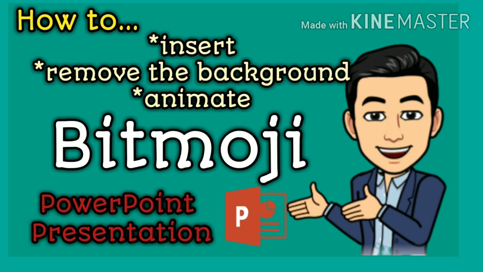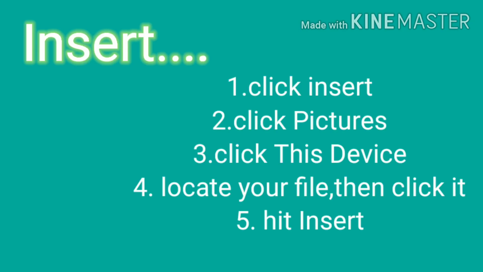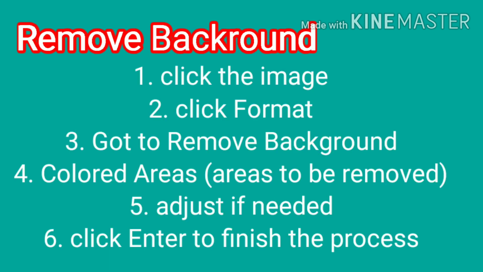When you wish to insert your Bitmoji or any image, you need to click insert. Once you click insert, you click pictures. Then you click this device. After that, you need to locate your file. After locating your file, you will see it there. Then from there, you can now customize your Bitmoji. So that is how to insert your photo.